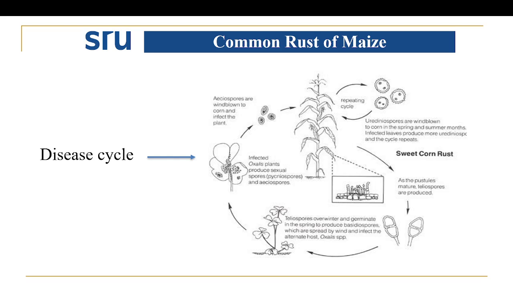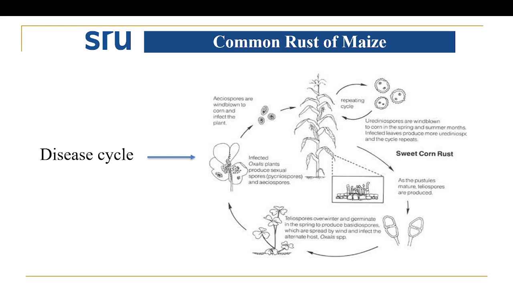When the plant reaches maturity, the pustules mature, and there is a formation of teliospores. These teliospores overwinter and germinate in the spring season, produce basidiospores, which are carried by the wind, and they can infect the alternate host Oxalis corniculata. So these Oxalis corniculata get infected by the basidiospores.